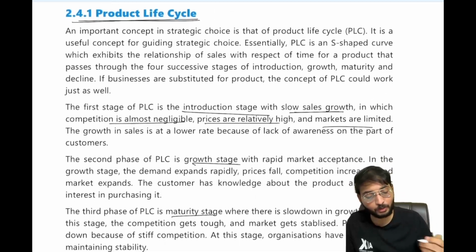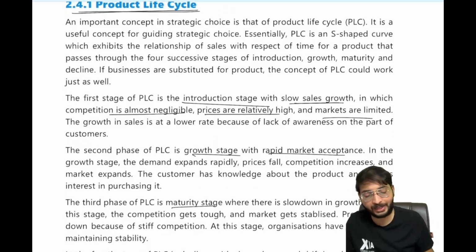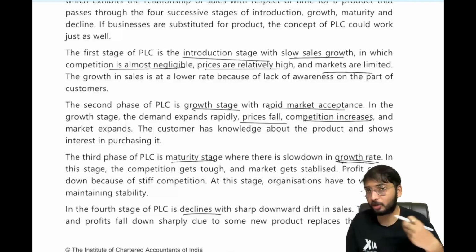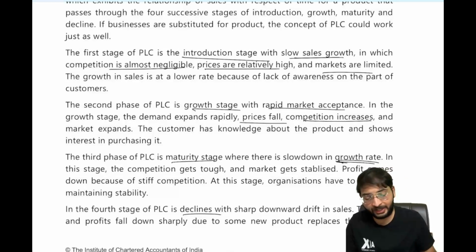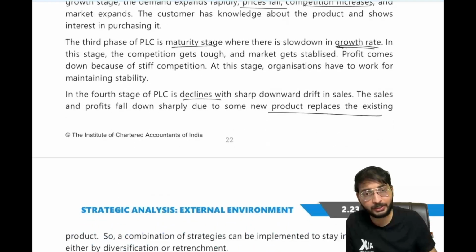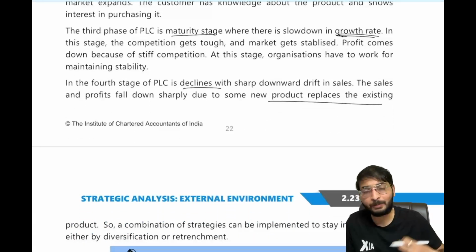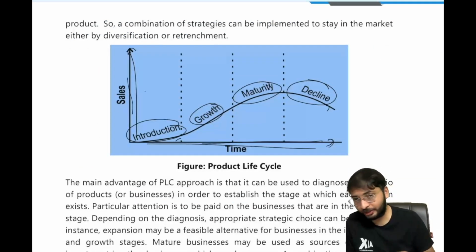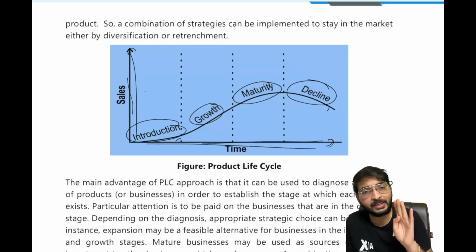So next phase is called growth. There is rapid market acceptance. The prices will fall, the competition increases. The third one is maturity. The growth will slow down and the profits become less. Why? Because there are lots and lots of competitors. And finally the fourth one is called the decline phase, because some new product replaces the existing product. So what is the product life cycle? It is an S shaped curve. So introduction, growth, maturity and decline. Right?